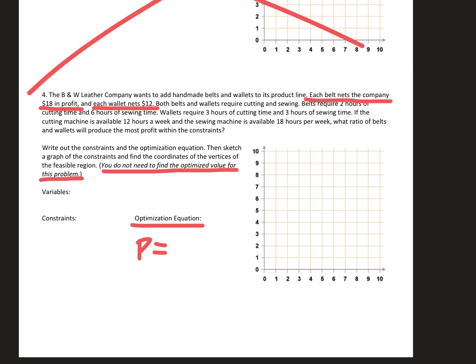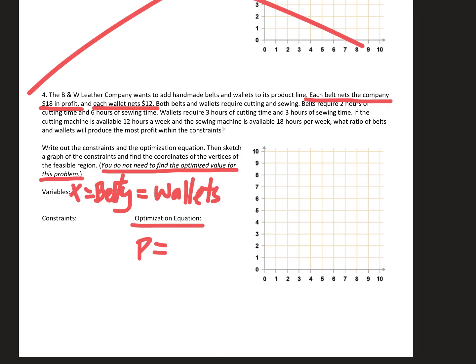By the way, this is a little bit of a flaw. It doesn't tell us which one's X and which one's Y. So just because we need to be able to look at the key and make sure ours kind of matches the key, you could actually theoretically do this problem either way. So let's see what the key said. I'm pretty sure the key said that X is belts. Can anybody verify that? Yes. And Y is wallets.